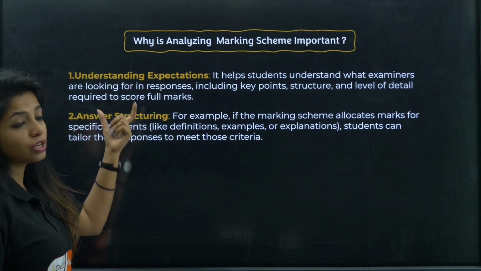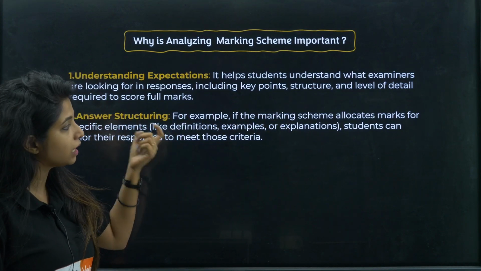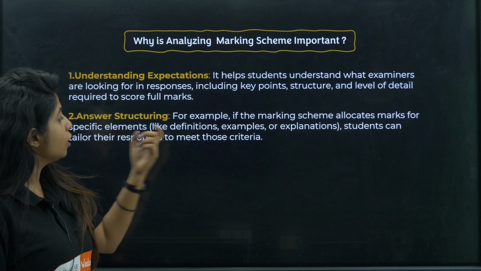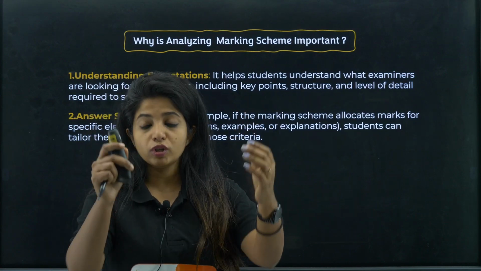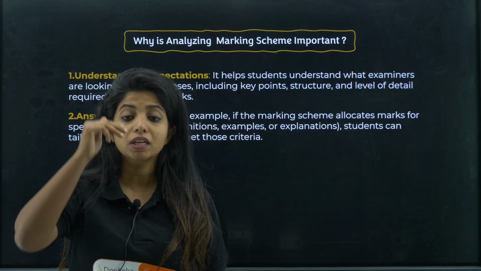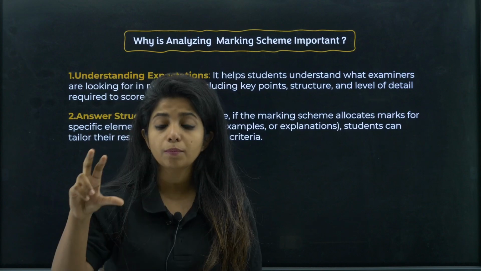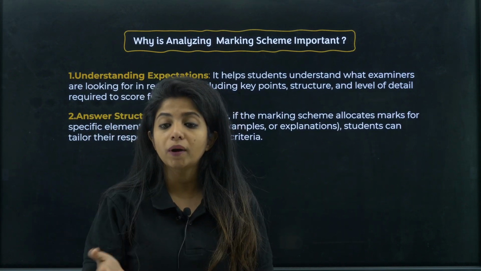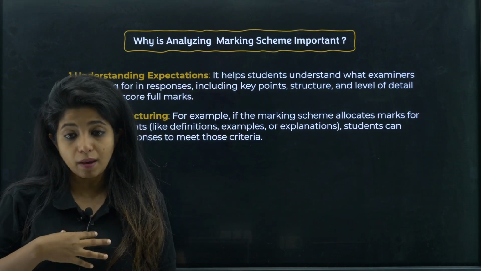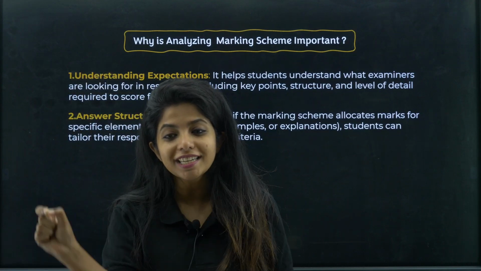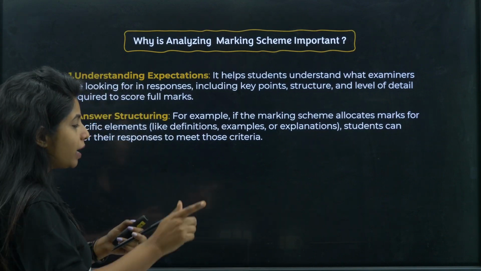Second thing, for answer structuring. For example, if the marking scheme allocates marks for specific elements like definition, examples or explanation, students can tailor their responses to meet those criteria. So if I see that there is a question asked, but in the marking scheme the answer is given in 3 points. In the first point there is a direct definition, in the second point it's an explanation of that, in the third point there is an example of that. And if I know that this is the pattern, if I am a student, I would also be able to answer in that particular format, and I'll be scoring my marks, children. So that is important.